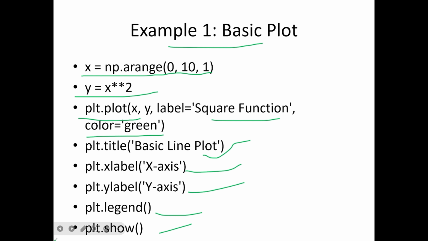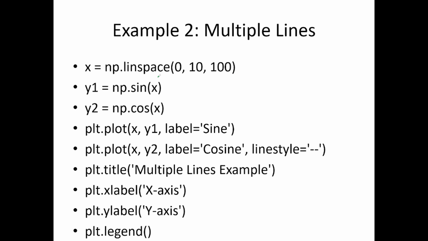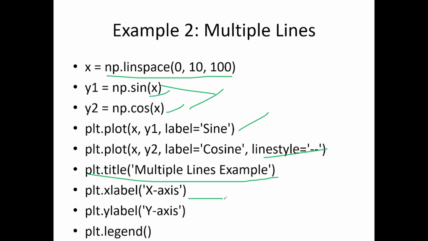And here is the multiple line graph. Here is the x-axis we defined, and here y1, y2. Here we use sin x and cos x. One is the plot for the sine wave, and the second one is the plot for cosine. And here for the multiple line example, plt.xlabel, plt.ylabel, plt.legend. These are the example number two of the multiple lines.